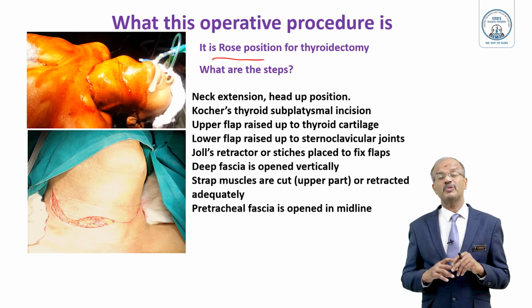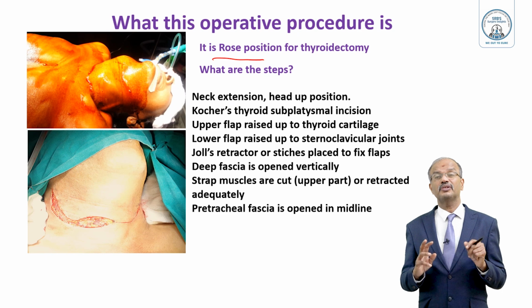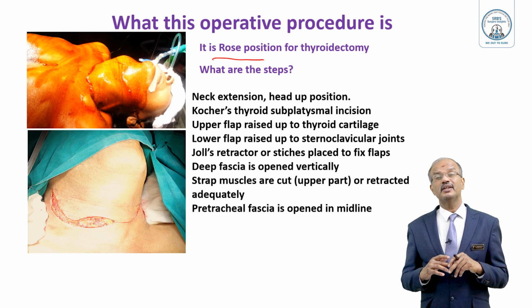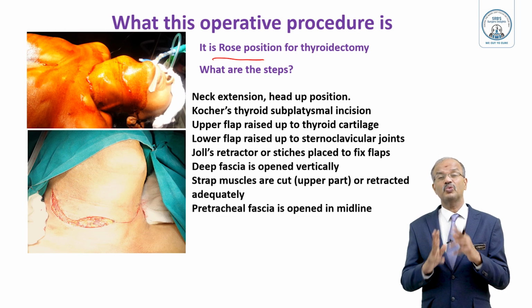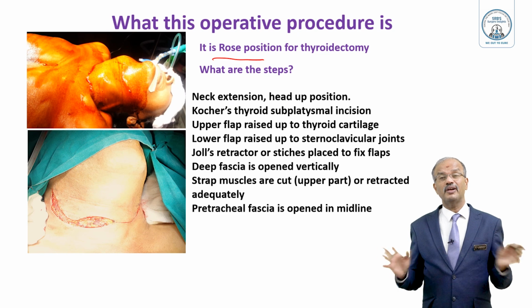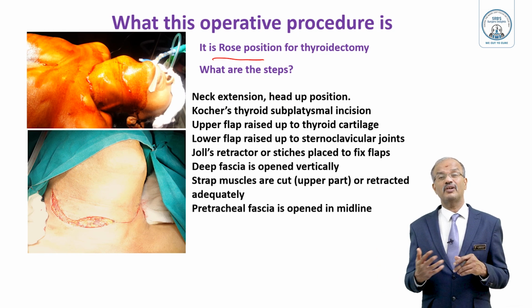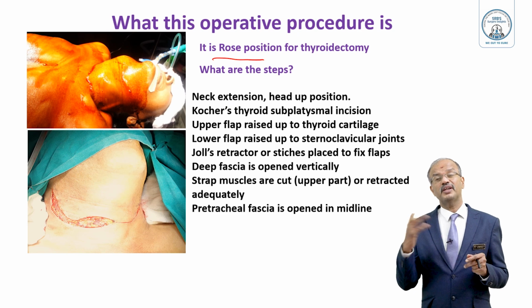Then identify the strap muscles. If a large thyroid, the muscles have to be cut by placing 2 Kocher's forceps. Then dissect adequately and properly. Open the pretracheal fascia. Then you can see the thyroid gland, and start one side dissection.